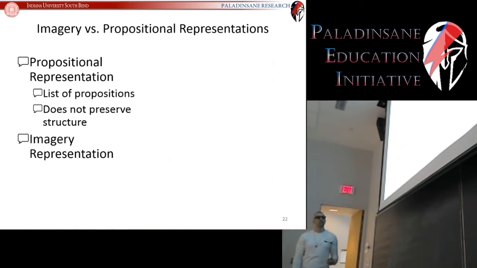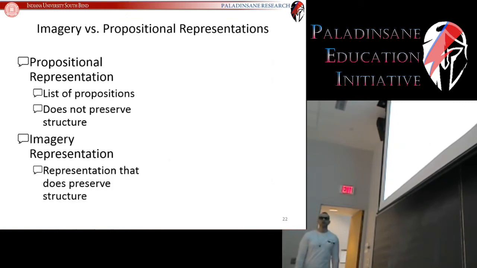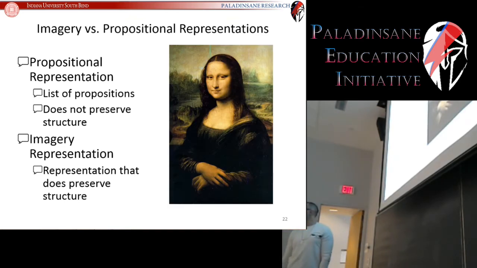On the other hand, an imagery representation does preserve the structure. So if that same police officer said, hey, did you see who robbed the bank of Milan here? You'd be like, oh yeah, here's a picture of her, right? And this picture maintains the structure. So for example, the eyes on Mona Lisa are above her mouth. The real Mona Lisa had eyes above her mouth. And your representation here has eyes above the mouth on your representation.